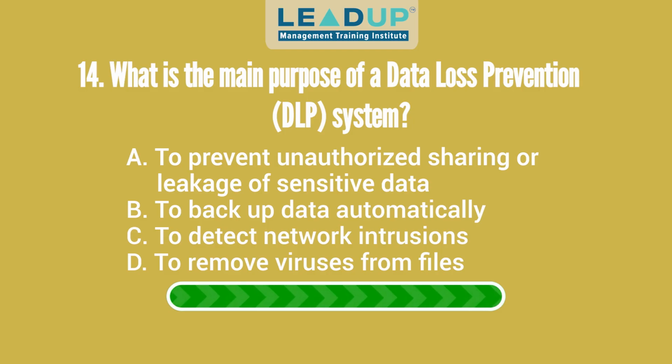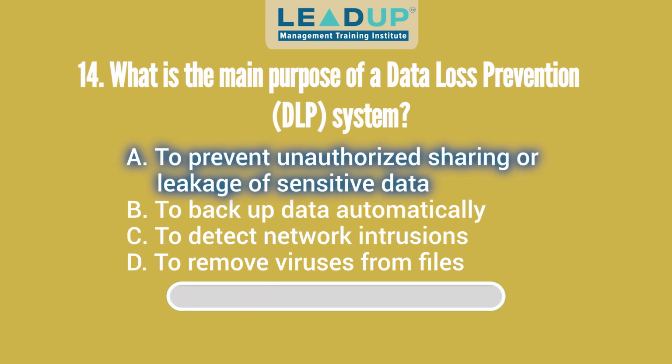Question 14. What is the main purpose of a data loss prevention, DLP, system? A. To prevent unauthorized sharing or leakage of sensitive data. B. To back up data automatically. C. To detect network intrusions. And D. To remove viruses from files. Answer: to prevent unauthorized sharing or leakage of sensitive data.